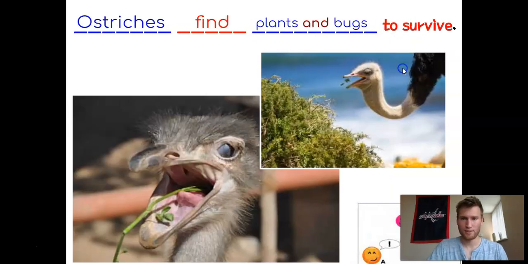Nice job. These are ostriches. Let's read about them together. Ostriches find plants and bugs to survive. Just you. Nice. I see here the ostrich is looking in the bush for some plant, but he's looking for some bugs.